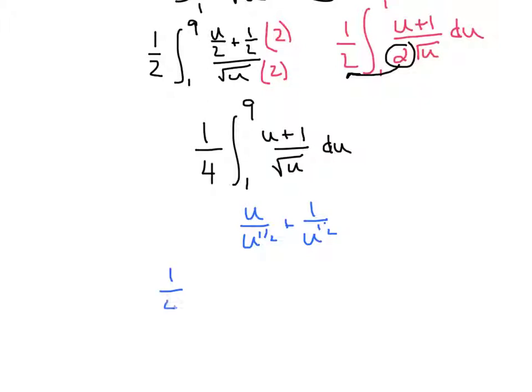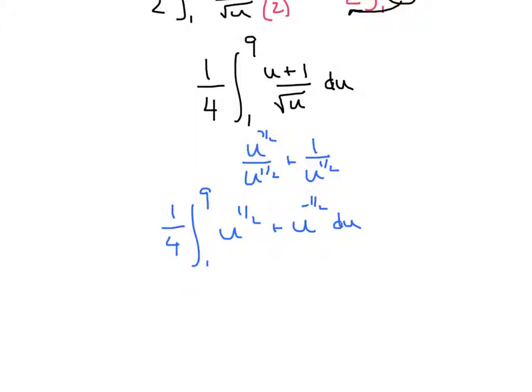So I'm getting 1/4 the integral 1 to 9. u to the 2 over 2 minus 1 over 2 is u to the 1/2 plus u to the negative 1/2 du. All right, so lots of small steps there. Now, this is easy as pie here. Let's just integrate u to the 3/2 times 2/3.